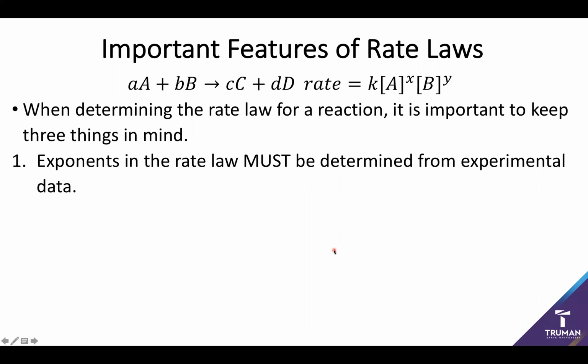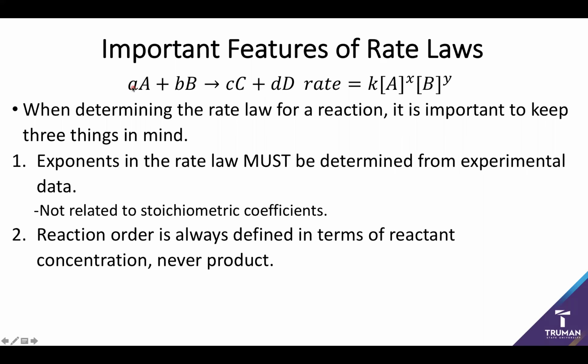First of all, the exponents in the rate law have to be determined from experimental data. I can't just look at a reaction and say, oh, my coefficient is 1, it must be first order. Sometimes it'll be 0 order, sometimes it'll be second order. You never know until you test it. And again, reaction order is always going to be based on reactants. That is the only thing that the reaction really ends up telling me for sure. I expect my rate to be based on concentrations of A and B, not C and D. If it is, it means that I probably missed a reactant.